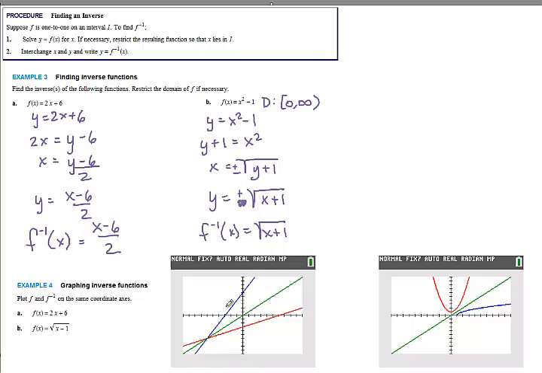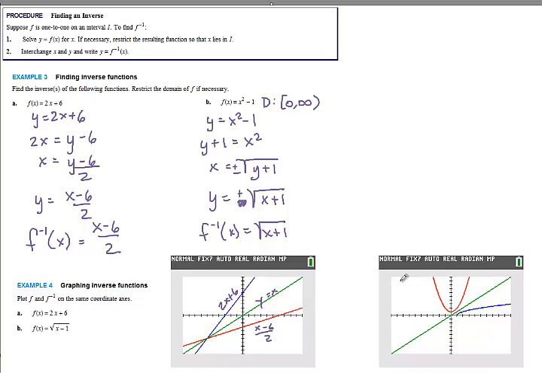Next, you can see on these graphs I've plotted for you, the blue is the 2x plus 6, and the red is the x minus 6 over 2. And what I've done for you is I've plotted y equals x along this line. You'll notice that inverse functions are reflections about this y equals x line because their x and y tables have flip-flopped values.